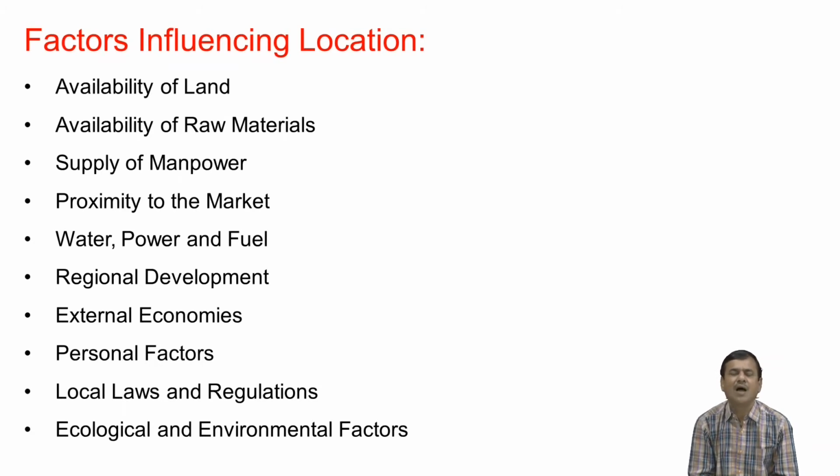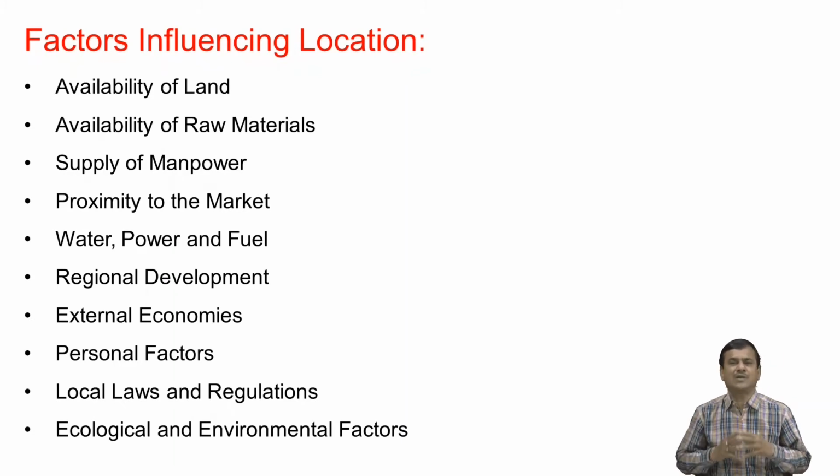One, availability of land. The land that is required for my particular production unit. The size of the land. This much land is available or not? I am interested in establishing in this particular location, but this much land is not available. So first of all, I have to take into consideration availability of land.